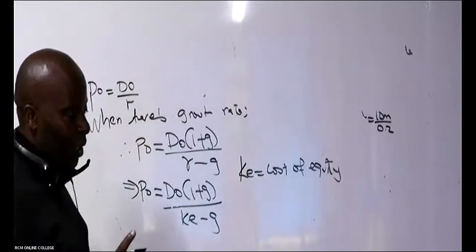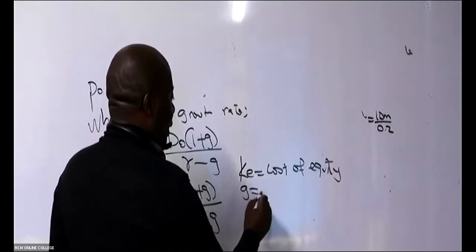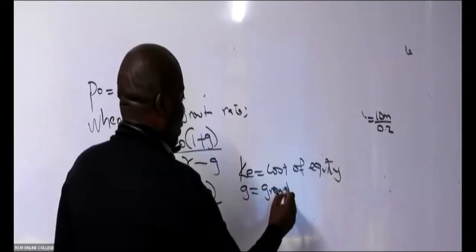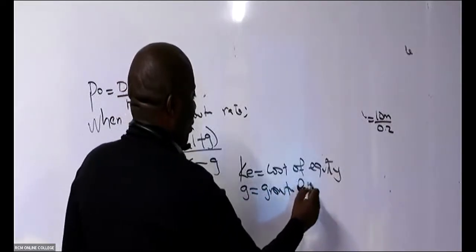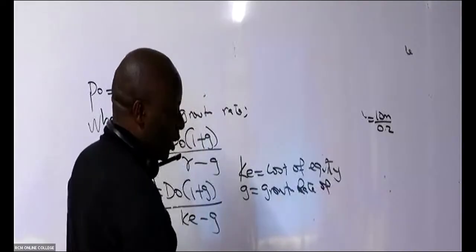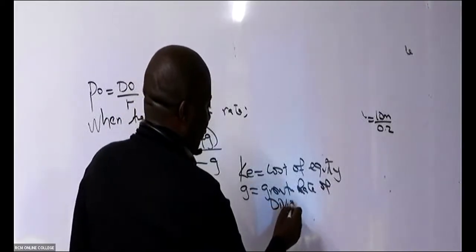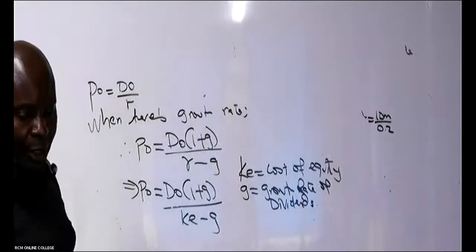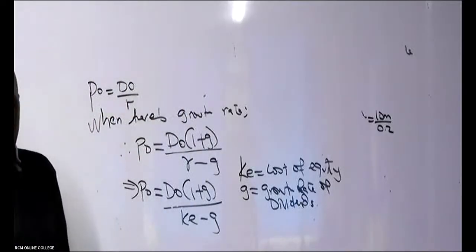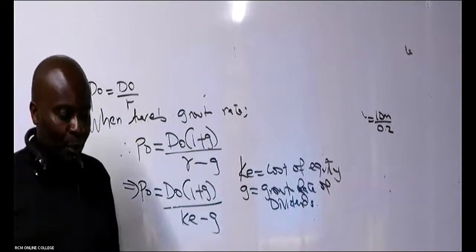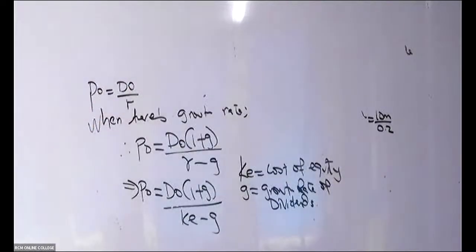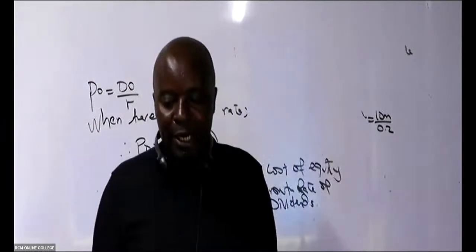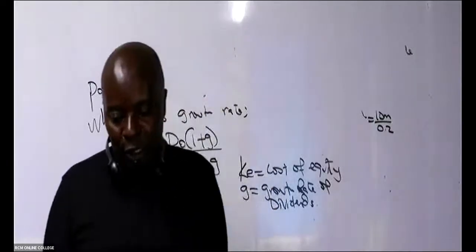And then we have G. G is the growth rate of dividends. Is that okay, ladies and gentlemen? Have you been able to pick some great concept here, up to this point?